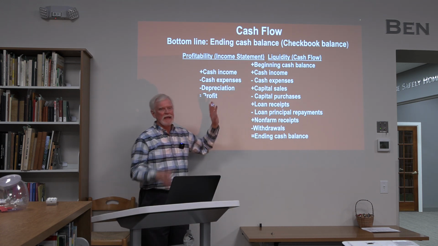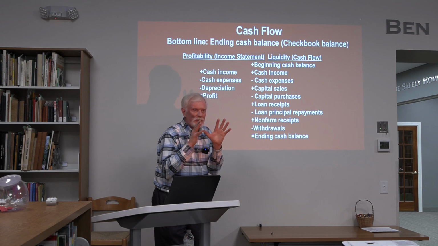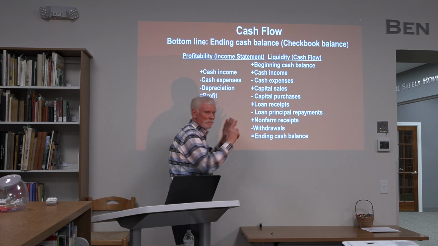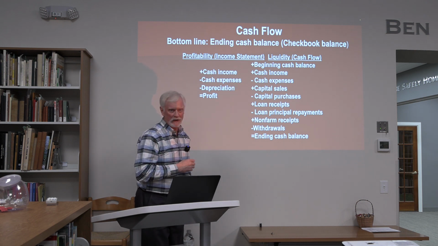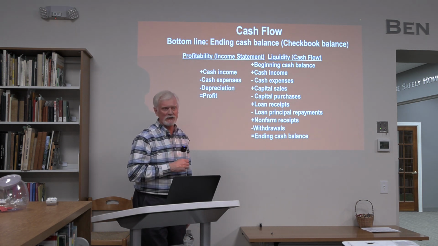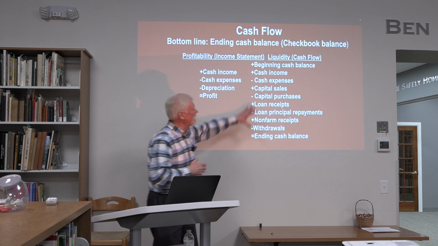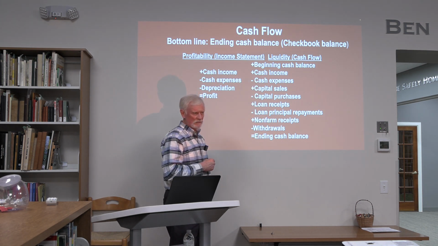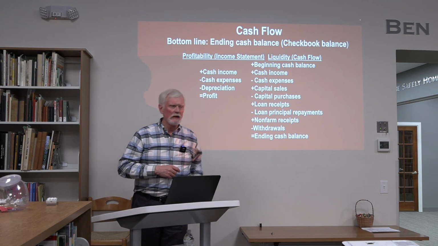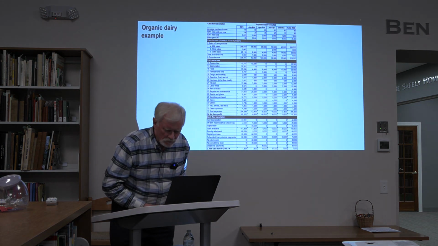So you can see they match up quite a bit, simply because cash income and expenses are a big part of the business. But there are some of these other things, especially if we have to go out and buy a piece of equipment. We have to look at our cash flow, and oftentimes we will.